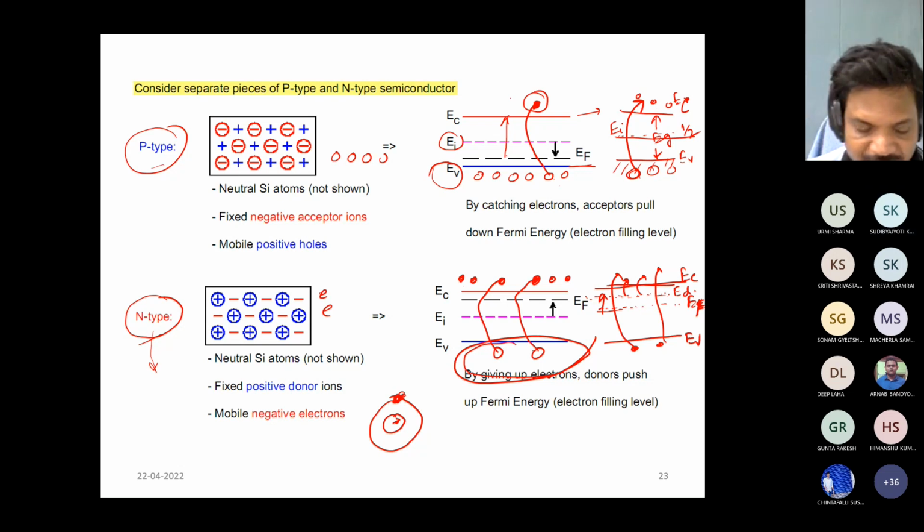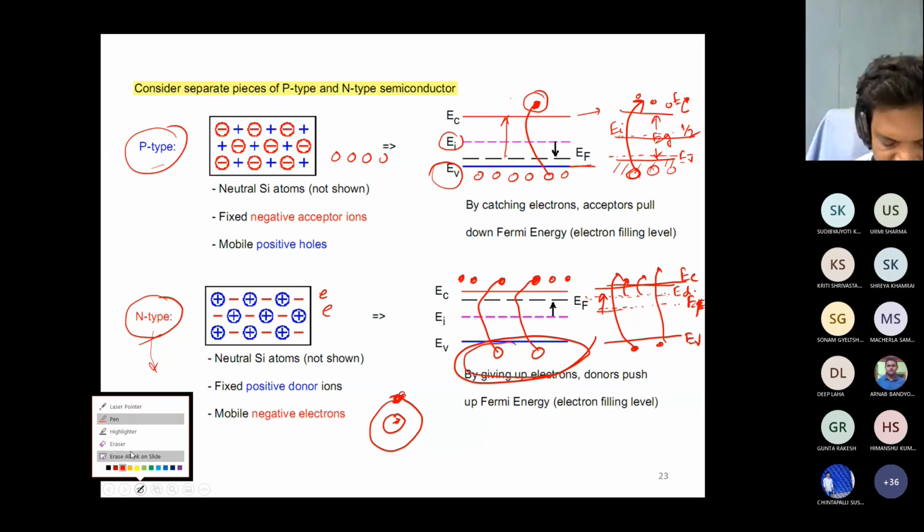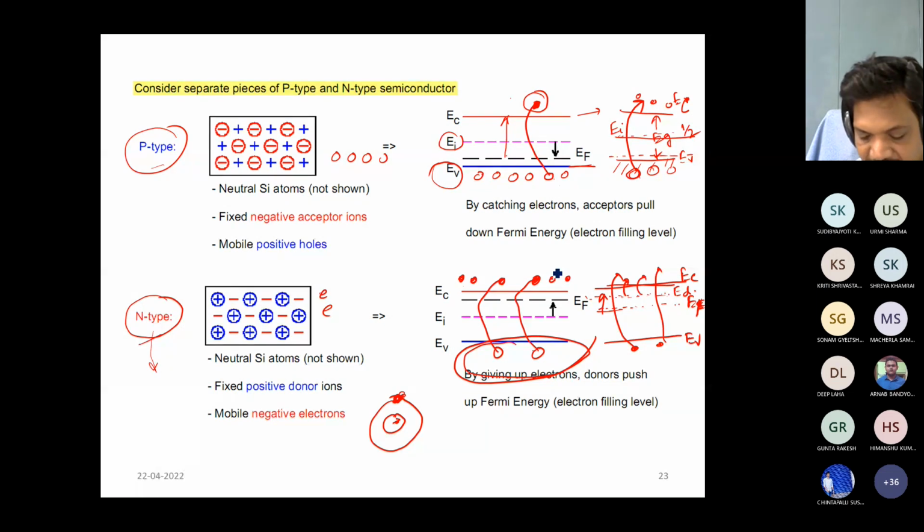Yes, sir. Okay. Similarly, can you tell what would be the position of the acceptor energy level? What may be the position? Just guess. It is near the valence energy level. Good. It is near the valence energy level. Because with very small energy, it has the tendency to accept electrons.